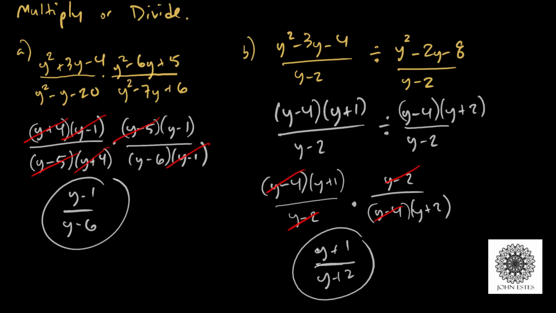So multiplying and dividing rational expressions is usually not too bad. It's just a matter of factoring, canceling out like terms, and then dealing with what's left.